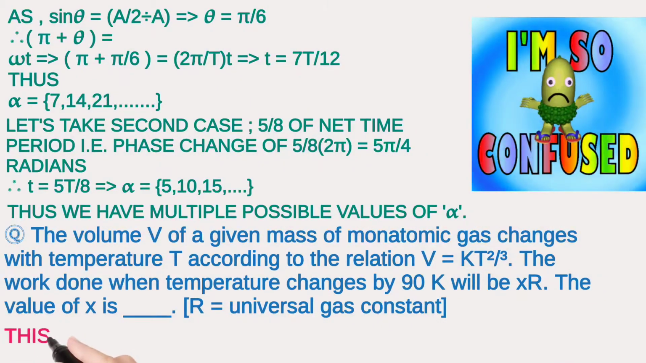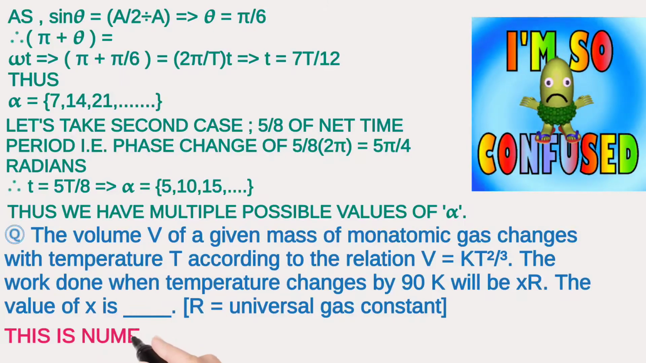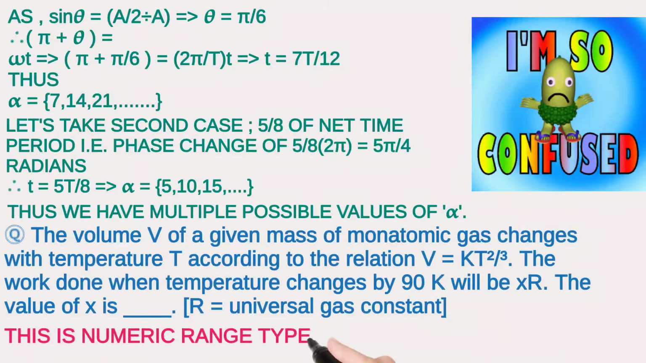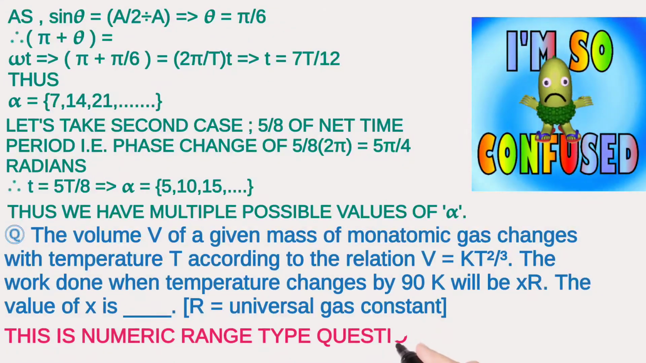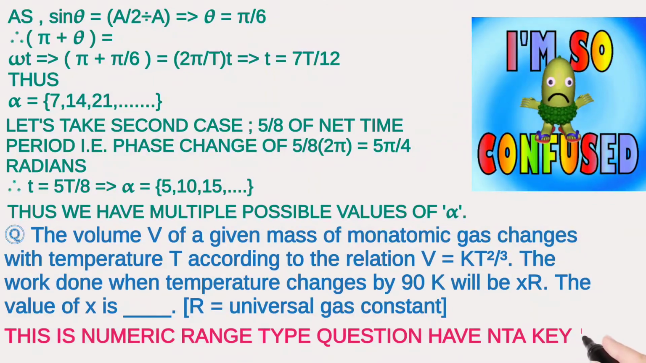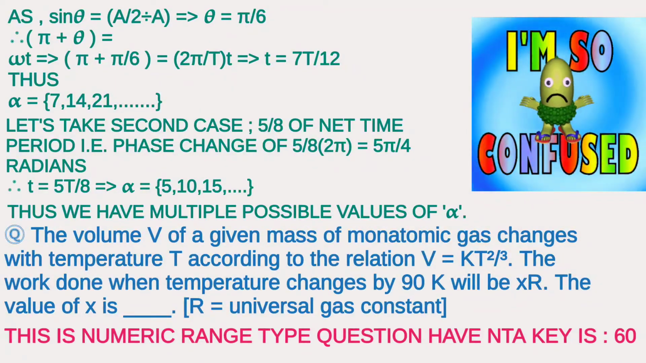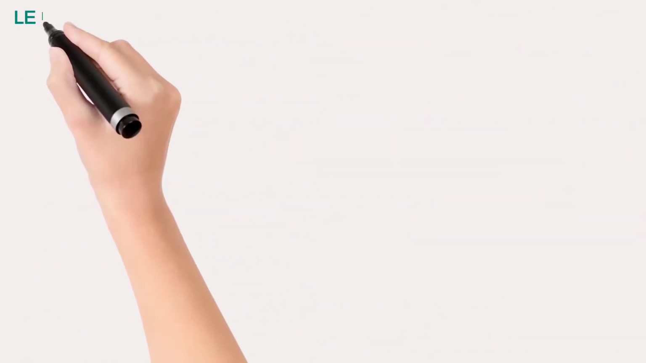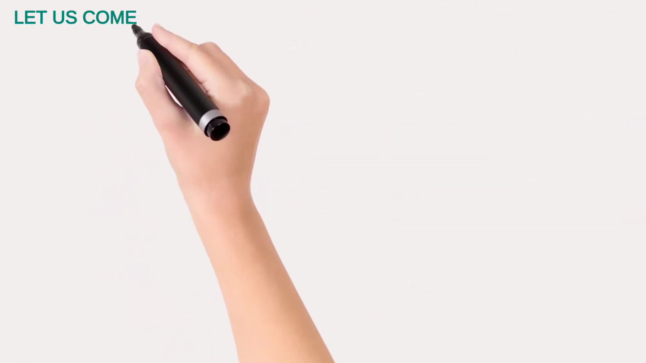The volume V of a given mass of monoatomic gas changes with temperature T according to the relation V is equal to K T to the power 2/3. The work done when the temperature changes by 90 Kelvin will be XR. The value of X is equal to what? This is again a numeral based question, and here we have to find X.